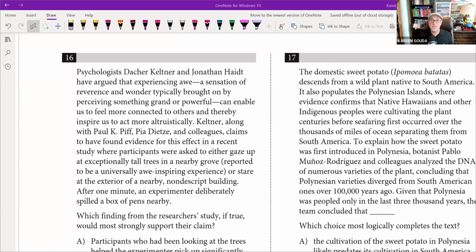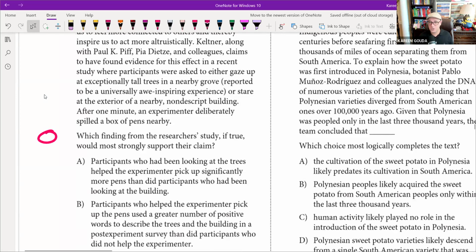So, next question in reading. Test number 8, module number 2, question number 16. Let's go. Which finding from the researcher's study, if true, would most strongly support their claim?